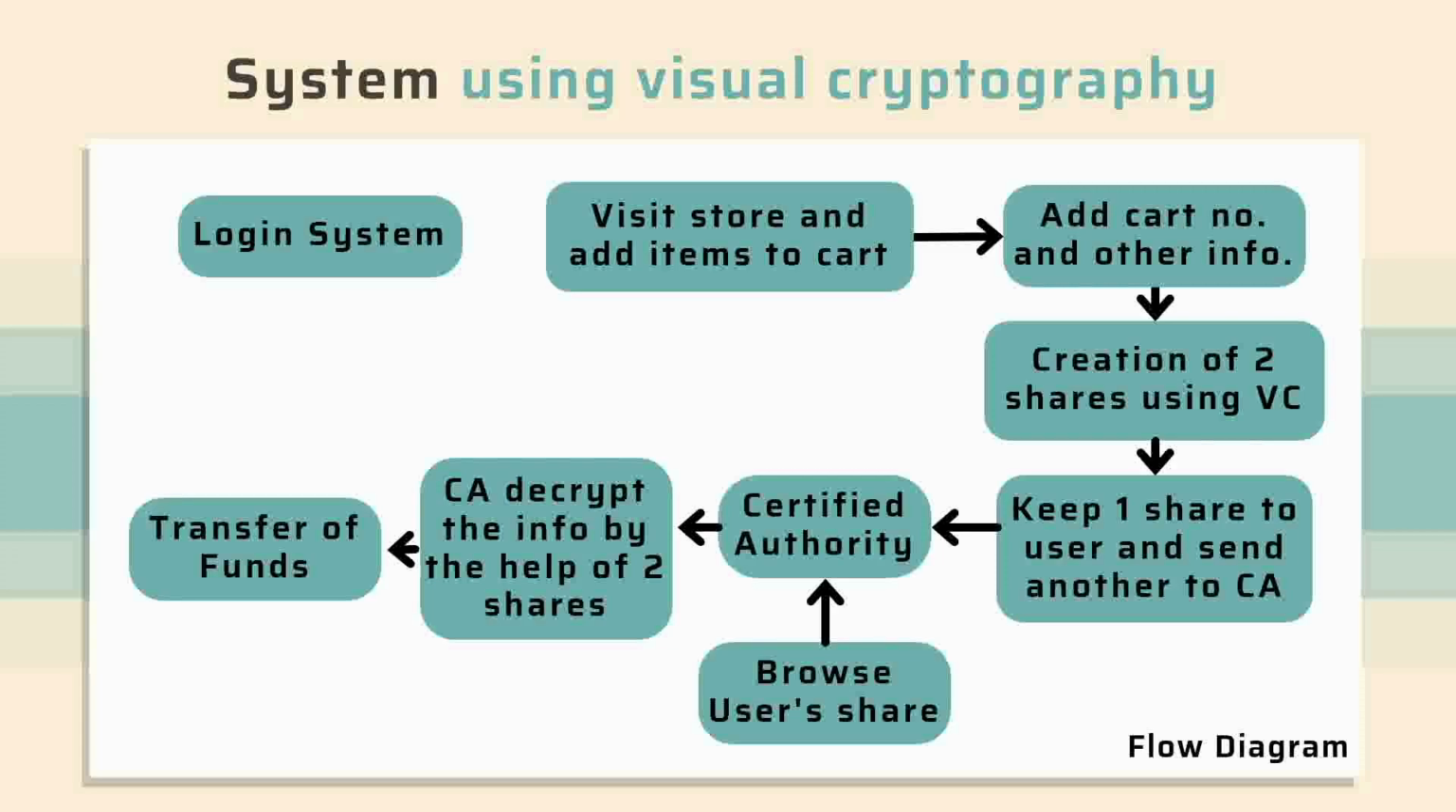So when the request is sent to the bank, the bank will ask for the first share from the website itself and the second share from the user itself, and it will superimpose those to decrypt the message. And if the proper image is formed, the bank will validate funds and transfer the money to the Amazon website, and hence the user will get his or her desired product which he kept in his cart. So this is basically how a visual cryptography system works.